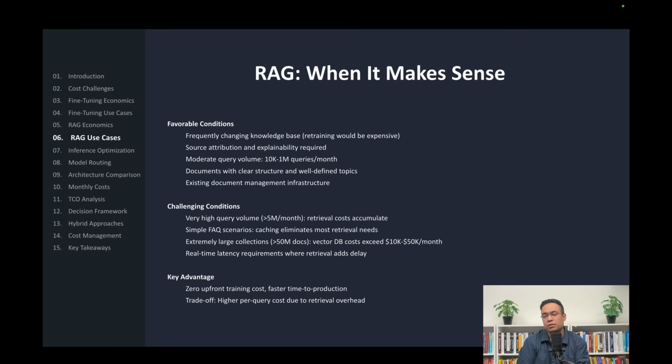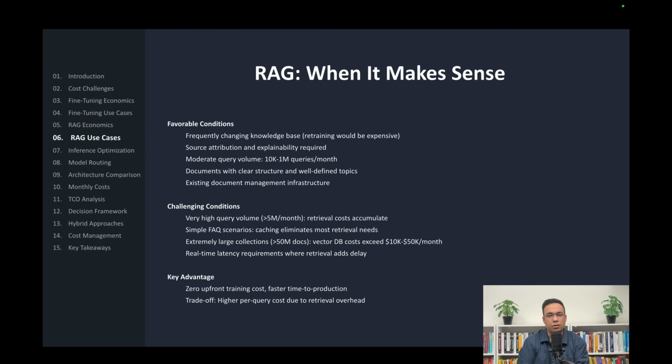And the fifth reason for using a RAG system is existing document management infrastructure. Let's say you already have a document system, adding RAG on top of it can be a pretty low cost investment. But there are certain challenging conditions where RAG systems also struggle.